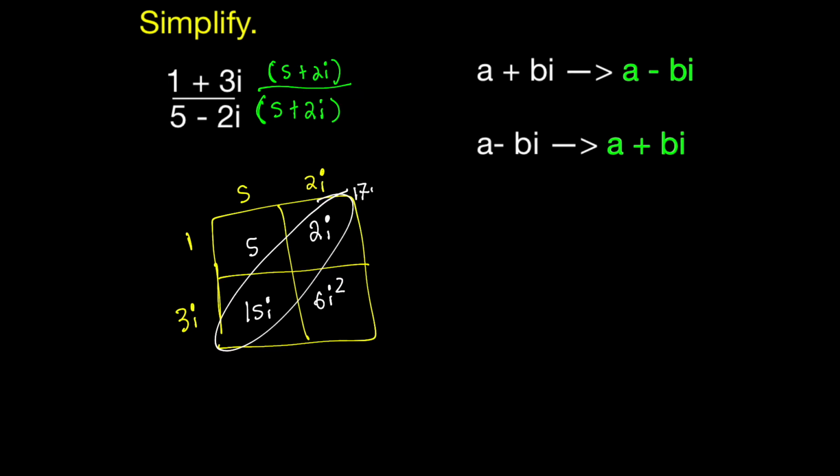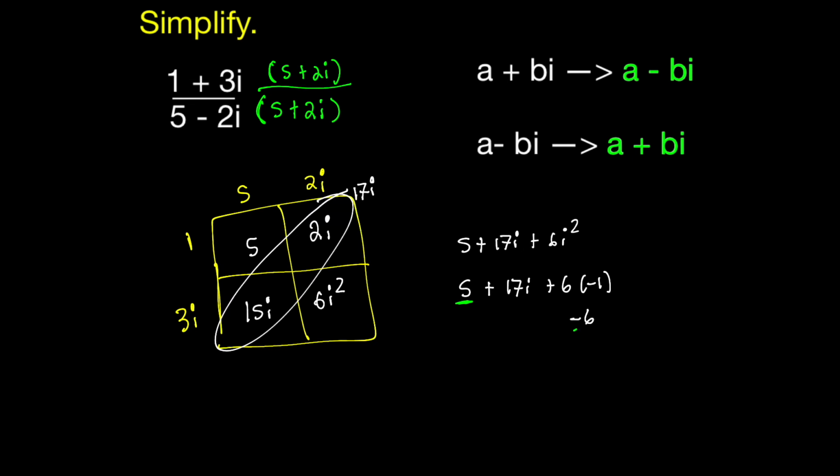15i plus 2i is 17i. So the numerator can be expressed as 5 plus 17i plus 6i squared. Again, 5, 17i, and 6i squared. Now the i squared, we can exchange it for a negative 1. So we get 6 times negative 1, which is just going to be negative 6.